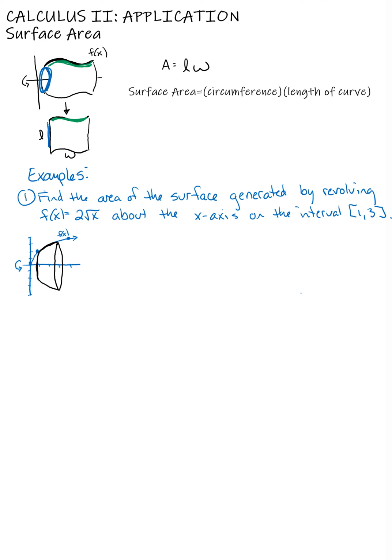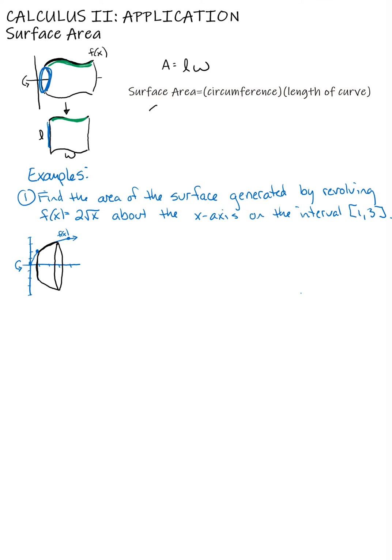So our surface area is length times width, but the length is the circumference and the width is the length of the curve. That's what we need to remember. Surface area, length times width, but the length is the circumference, unrolled circle, the length, and the width is the length of the curve. All right, let's see how we write that mathematically.